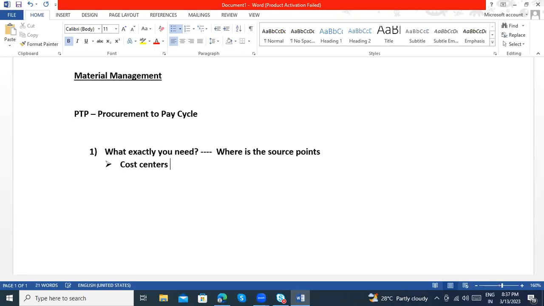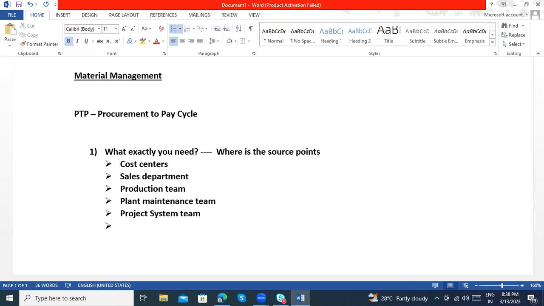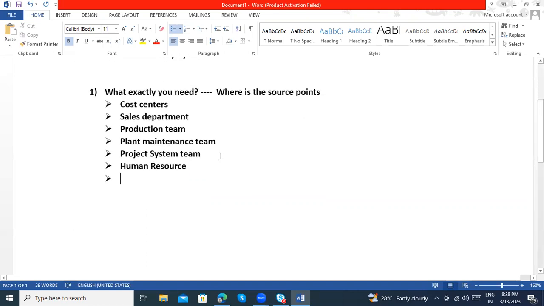Maybe from the cost centers, or from the sales department, the production team, the plant maintenance team, the project systems team, the human resource department, the HR team, or the stores, which is very important, or we can say the warehouse. So the needs will come from the different departments.